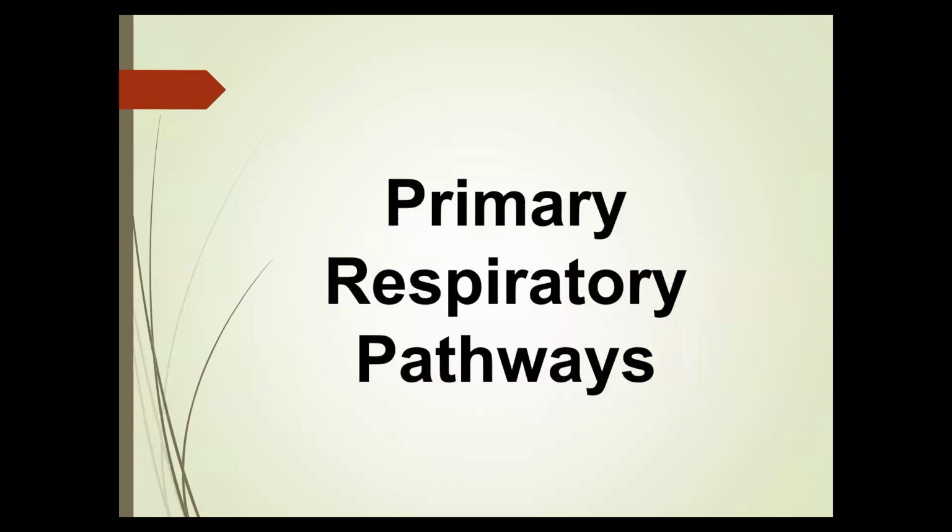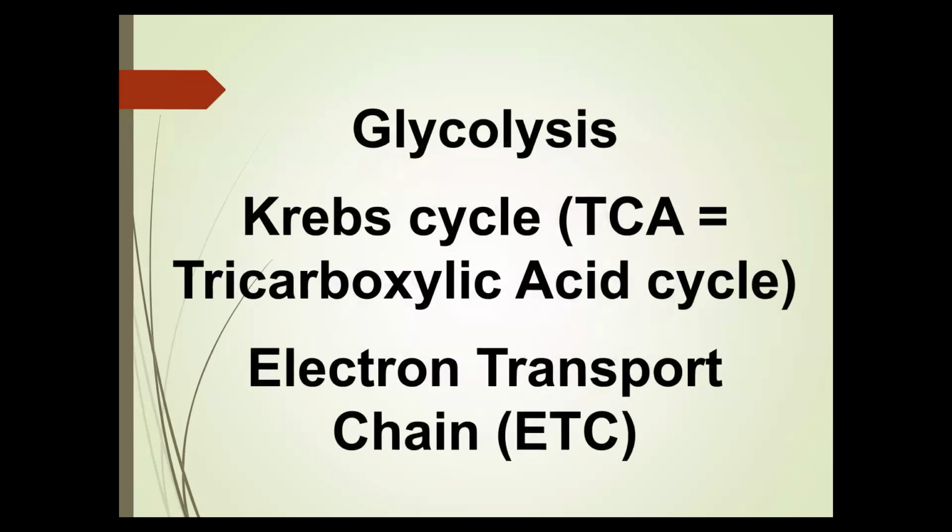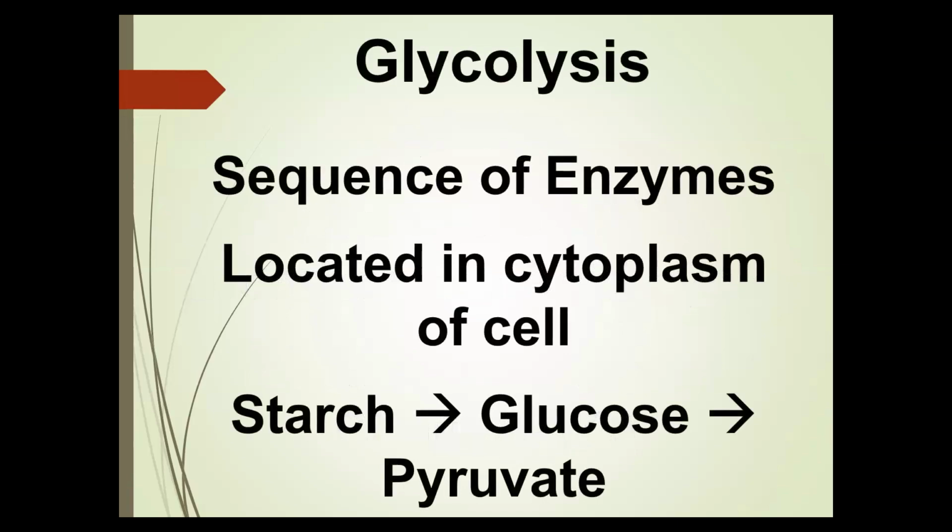What are the primary respiratory pathways? There are three we're going to talk about. Glycolysis, the Krebs cycle, also known as the TCA or tricarboxylic acid cycle, and the electron transport chain. Glycolysis is a sequence of enzymes located in the cytoplasm of cells. When starch is depolymerized to produce glucose, the glucose is acted upon by the glycolytic enzymes to yield pyruvate molecules.